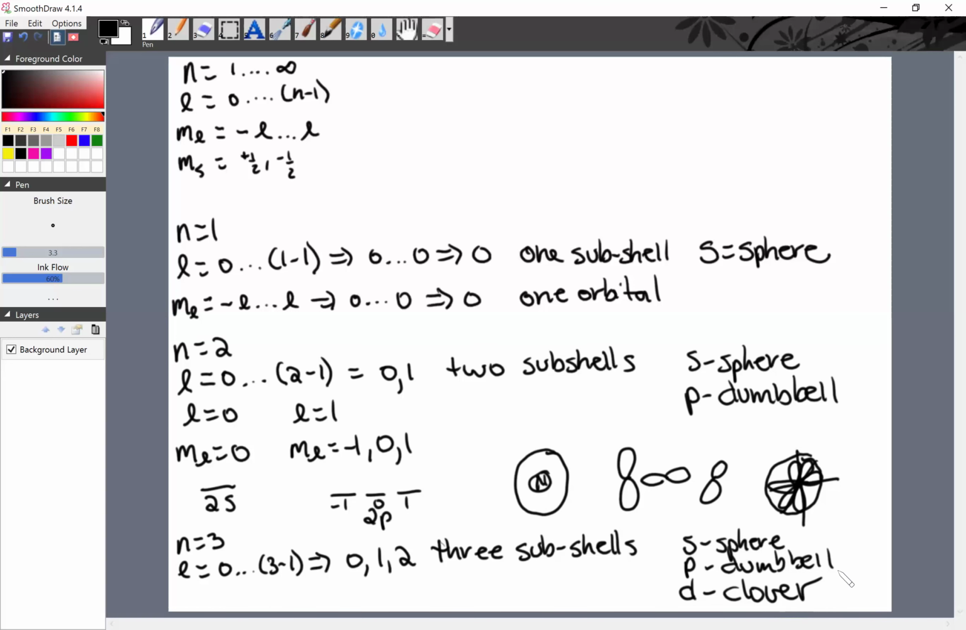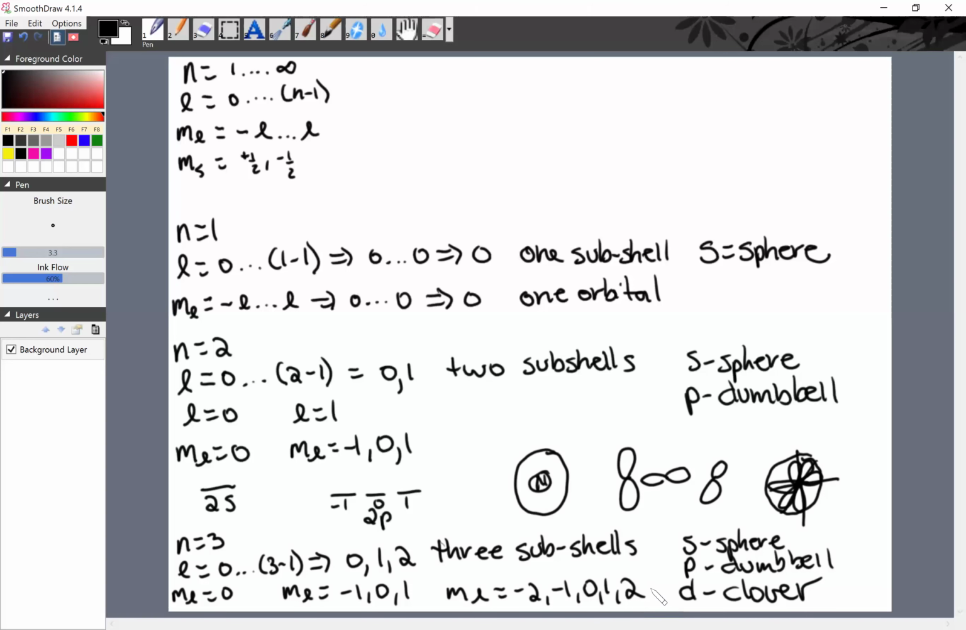Okay, if you want to talk about M sub L, you're going to talk about each one of them individually. So M sub L for this one is just 0. M sub L for the 1 is negative 1, 0, and 1. And M sub L for shape 2, or D's, is negative 2, negative 1, 0, 1, and 2. And that's why you draw 5 lines.